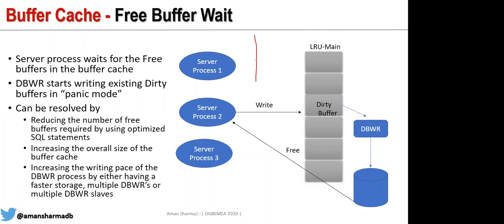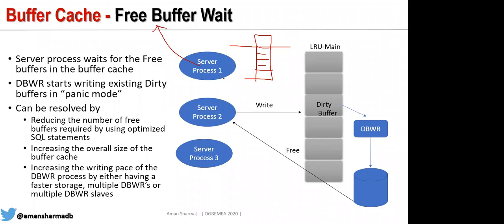Now, we mentioned that there is an LRU linked list. The server process you are using is going to read this linked list up to a certain threshold maintained by, again, an internal parameter. If it can't find the number of free buffers you need for your query, it gives up. And once it gives up, it starts waiting in the free buffer wait.